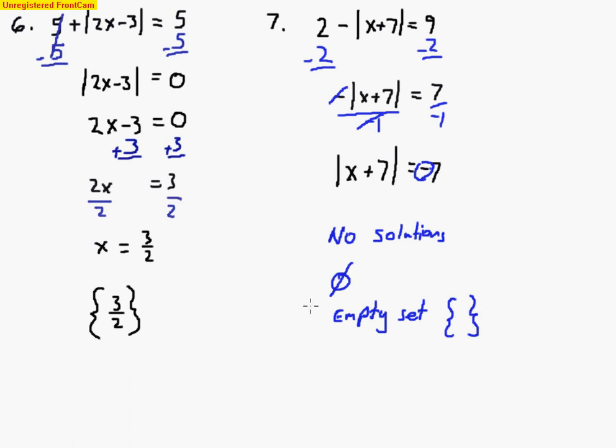So those are the three different types of answers. If the absolute value equals a positive number, we get two answers. If it equals 0, we have one answer. If it equals a negative, like it does here, then we end up with no answers. So those are the different scenarios that you'll end up encountering on tonight's homework, and I wish you success.